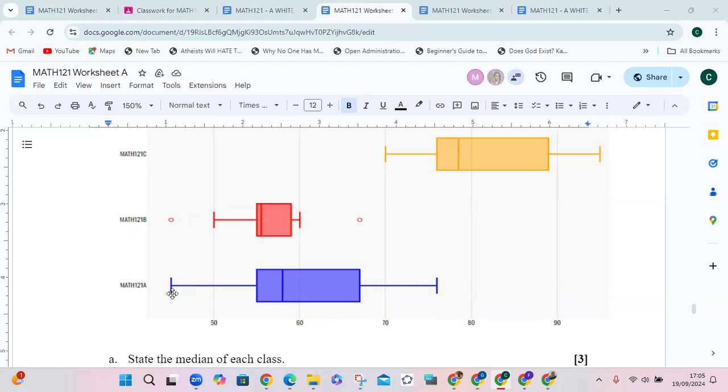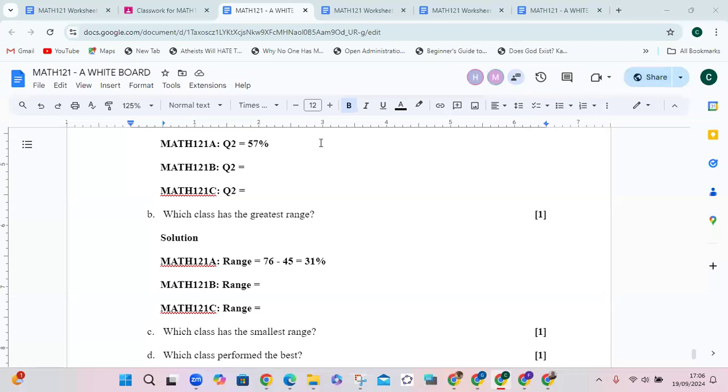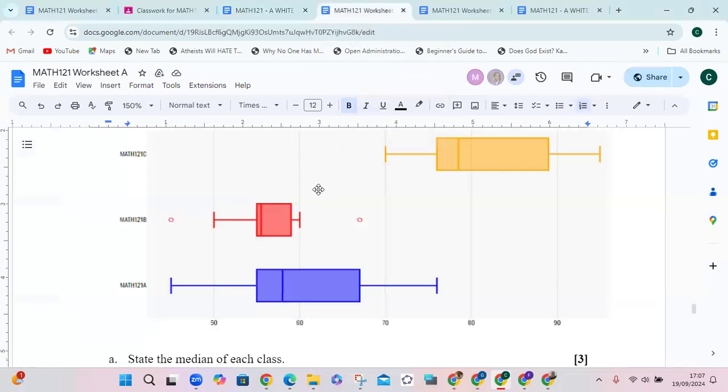And that's 31. She said the range for A is 31. 76 subtract 45. That's what she said, and the others agree. And it appears to be in line with what we discussed with regards to the range: the highest minus the lowest. And that's it. 76 minus 45 is 31. And then you apply this now to B and C. Locate the highest, locate the lowest, and find the difference. That will give us the range of the scores of each group.